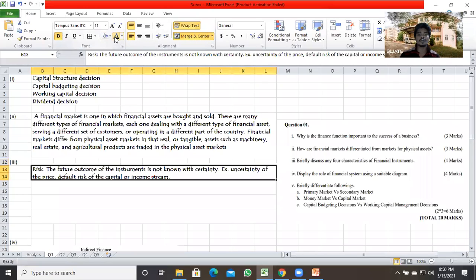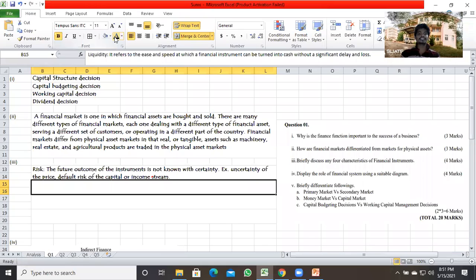So first one is risk. The future outcome of the instrument is not known with certainty. In case of ordinary share, when we are investing, we don't know exactly what will happen in this finance world. Okay, there is a risk, uncertainty or risk in the sense, risk එක කියලා කියන්නේ මොකක්ද? අපි හිතන දේ නොවෙන්න තියෙන ඉඩකඩ, probability. Okay, in next semester, under strategic financial management, we are going to calculate such a risk.